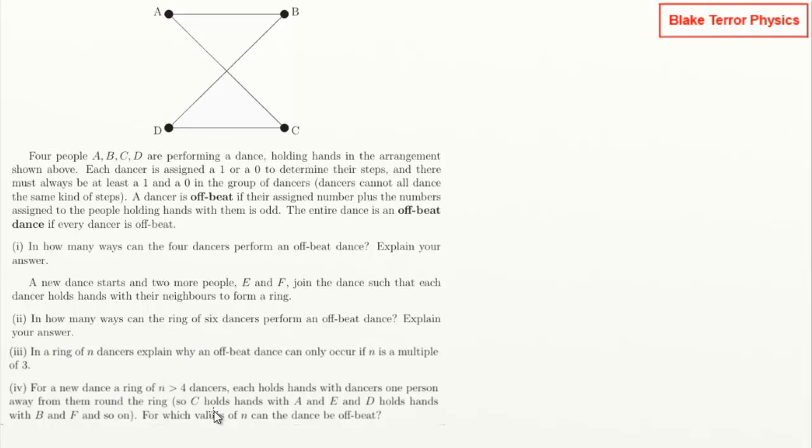Part 4, a new dance. A ring of n greater than 4 dancers. Each holds hands with dancers one person away from them. C holds hands with A and E. Right, okay, let's get this down then.